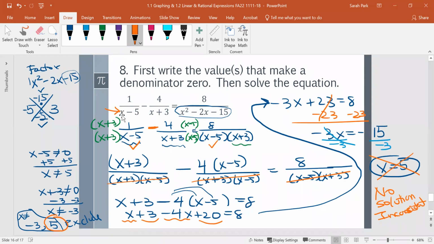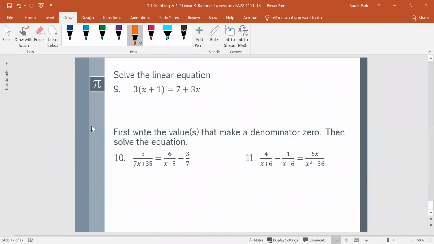Okay, let's try number 9, solving this linear equation. Actually, it's going to take more space, so let me just make more space with that. It would be good if you can actually pause the video here, because we've done all these examples or similar examples. Try to see if you can solve this on your own before you check the next part of the recording.